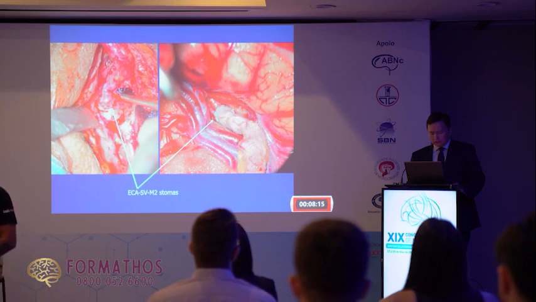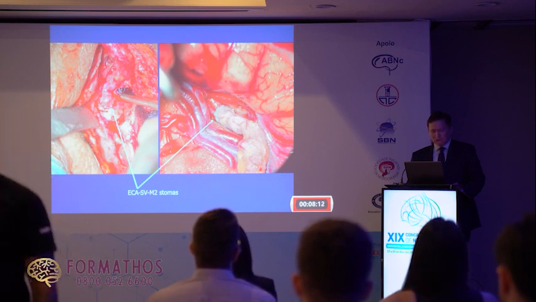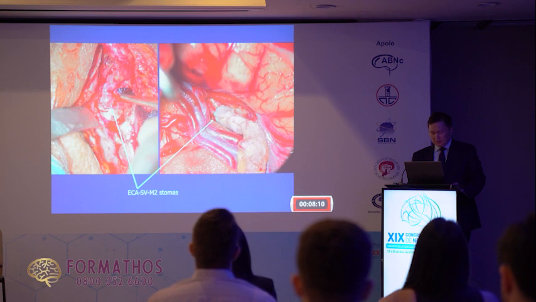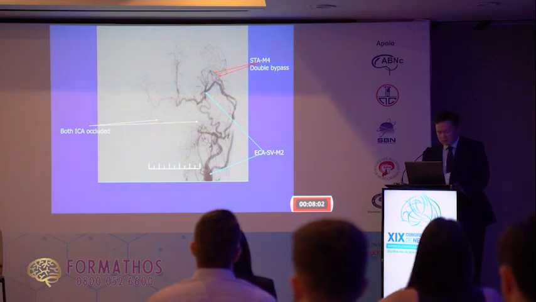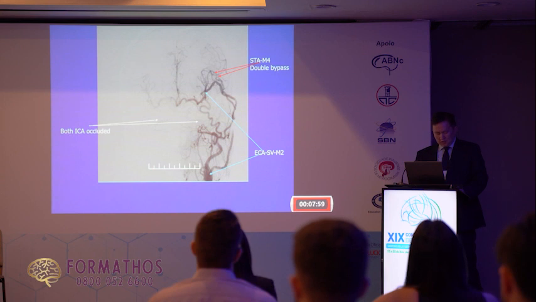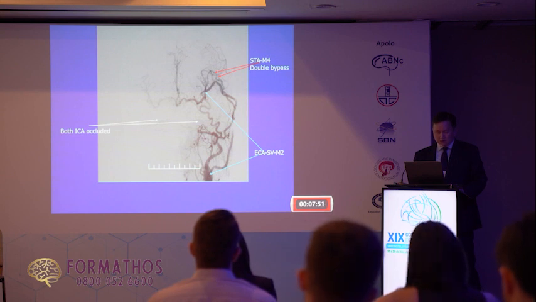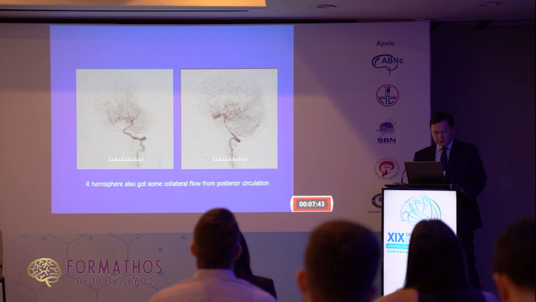So we chose the left side. We used an ECA saphenous vein to M2 segment bypass, plus 2 STA to M4 double bypass. After the revascularization through the 3 stomas, the blood flow comes from the left ECA and totally supplies both side hemispheres. Then we occluded the ICA, both sides. This right side hemisphere also got some collateral flow from PCOM.